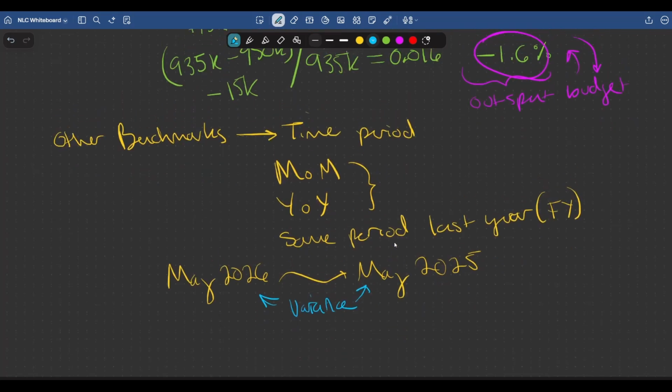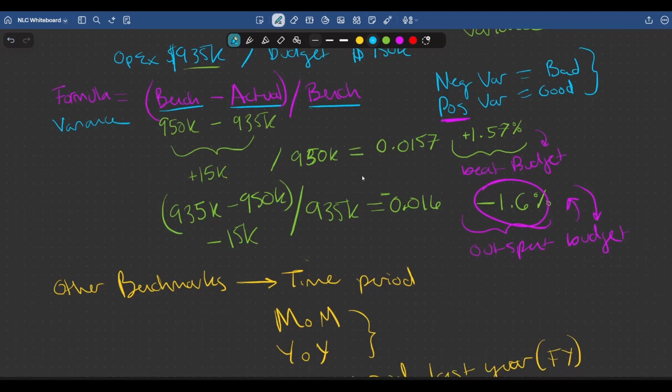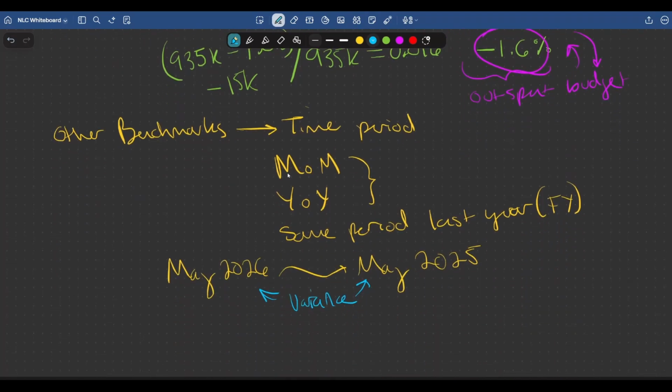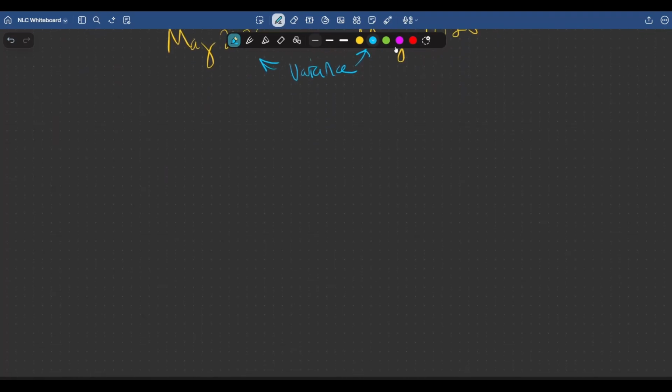So in either case, the formula is the same: you run the benchmark against the actual and divide into the benchmark, and that gives you variance. So it's basically the same idea. The only difference is how you substitute the benchmark. So very useful to understand, but it's also something that is misunderstood. And so that kind of brings us to our final term, which is net patient service revenue.